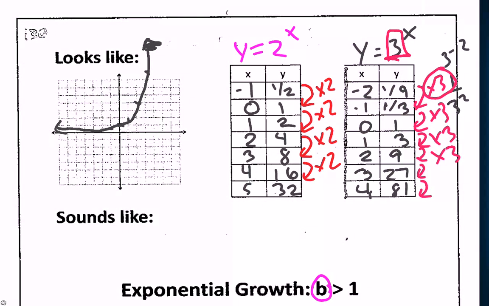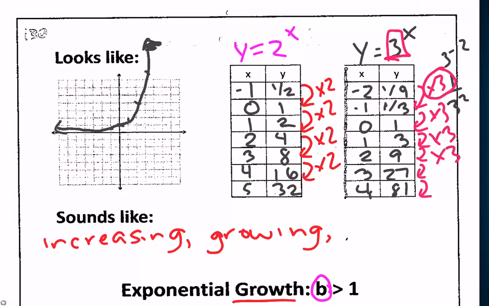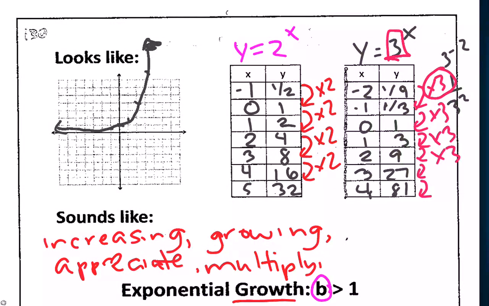Okay? When I look at a word problem, the key words that tell me it's exponential growth are increasing, growing, appreciate, and multiplying. Those words tell me it's growth, and usually exponential growth versus linear growth.